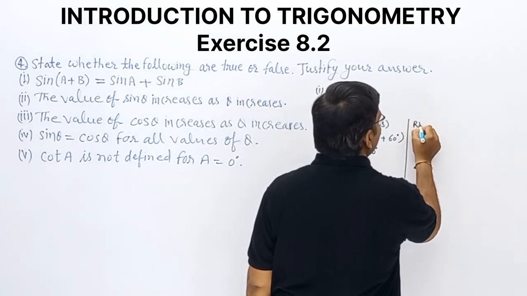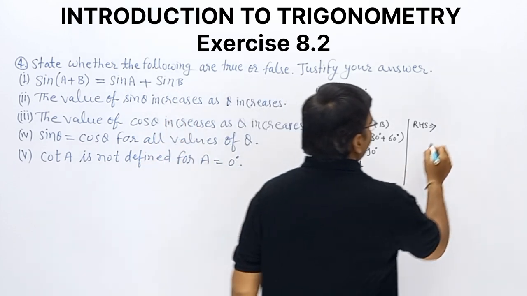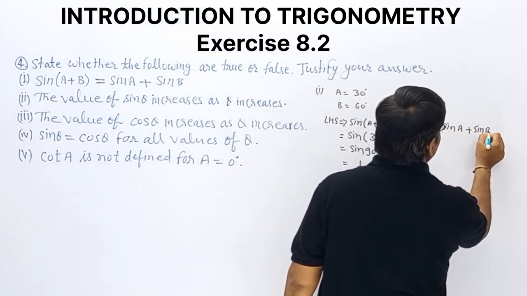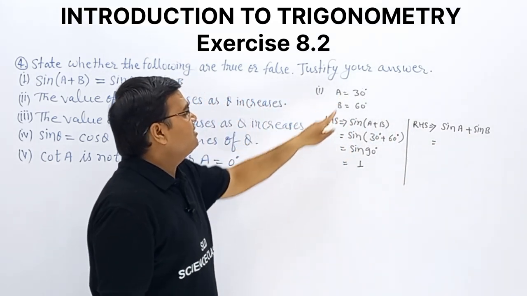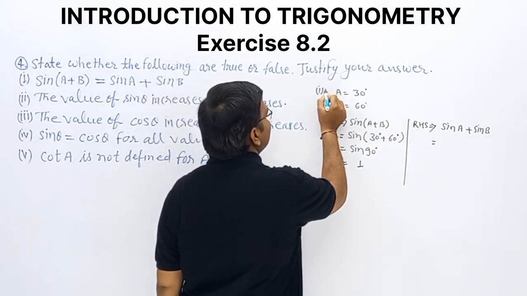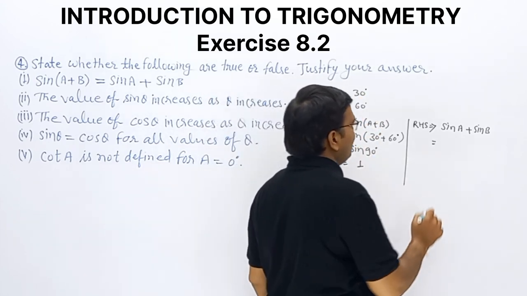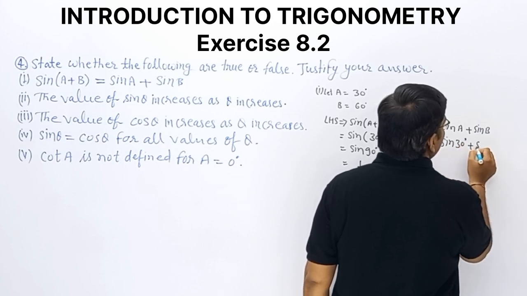I am taking the right hand side. What is the right hand side? Sine A plus sine B. Observe, sine A plus sine B. Put the values of A and B. We assumed these values: let A equal to 30 degree and B equal to 60 degree. So sine A is sine 30 degree plus sine B, which is what?